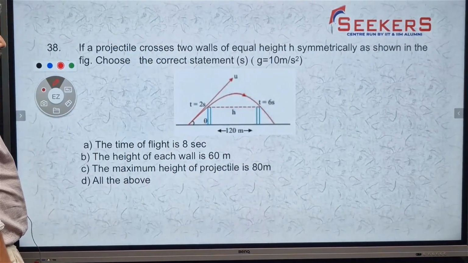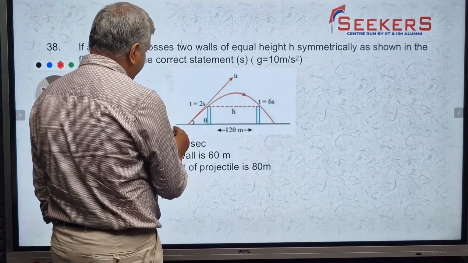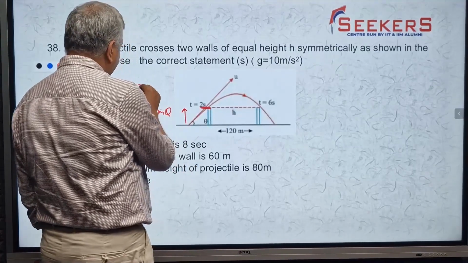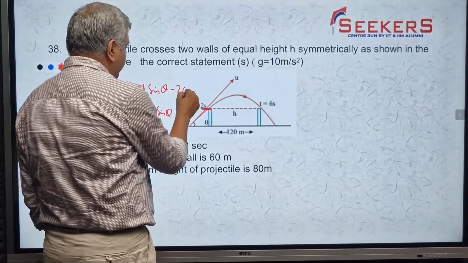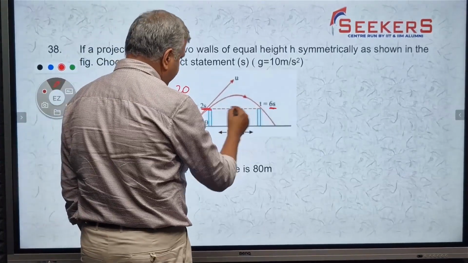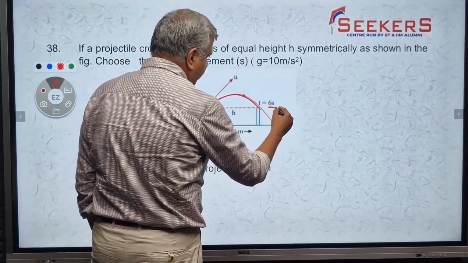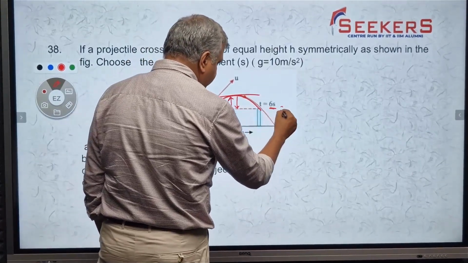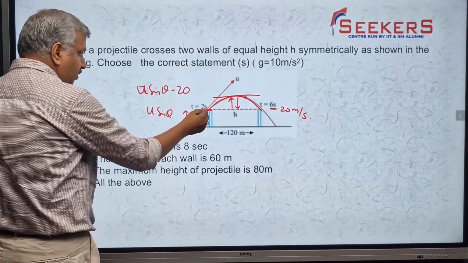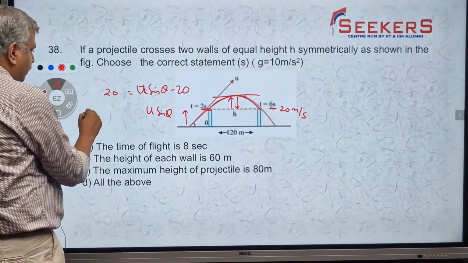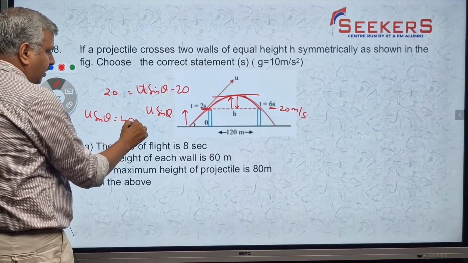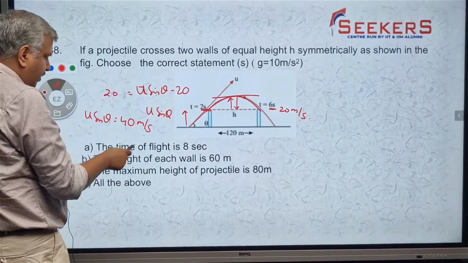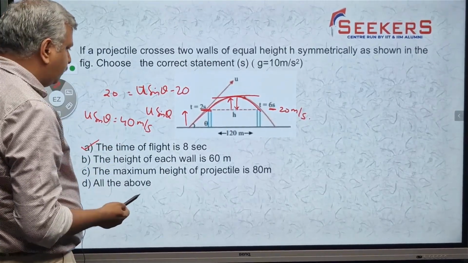If a projectile crosses two walls, it is given that this is 120, this is 2. So let this vertical velocity be equal to u sine theta. At this particular point, the velocity will be u sine theta minus 20. Why? Because this is 2 seconds. So here it is 6 seconds, means from here to here it is 4 seconds. That means it takes 2 seconds to go up and 2 seconds to come down. So here it is 20 meters per second, and that means here also it would be 20. So u sine theta is equal to 40 meters per second. If it is 40 meters per second, then going up is 4 seconds, coming down is 4 seconds. So this is correct. The height of each wall is 60 meters.